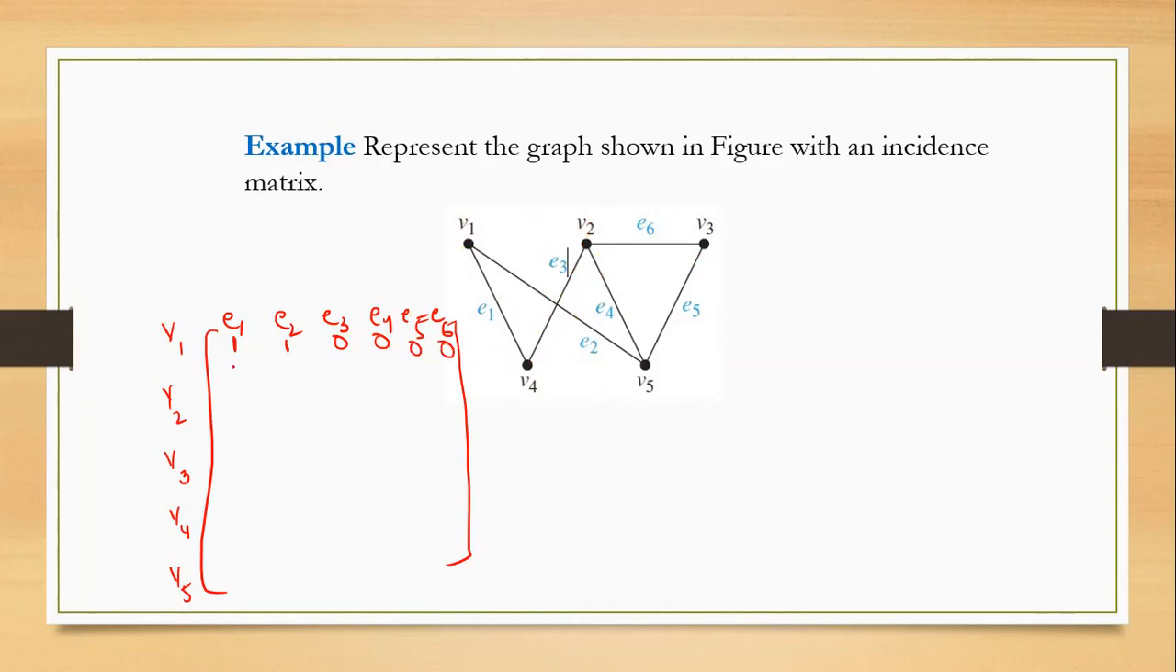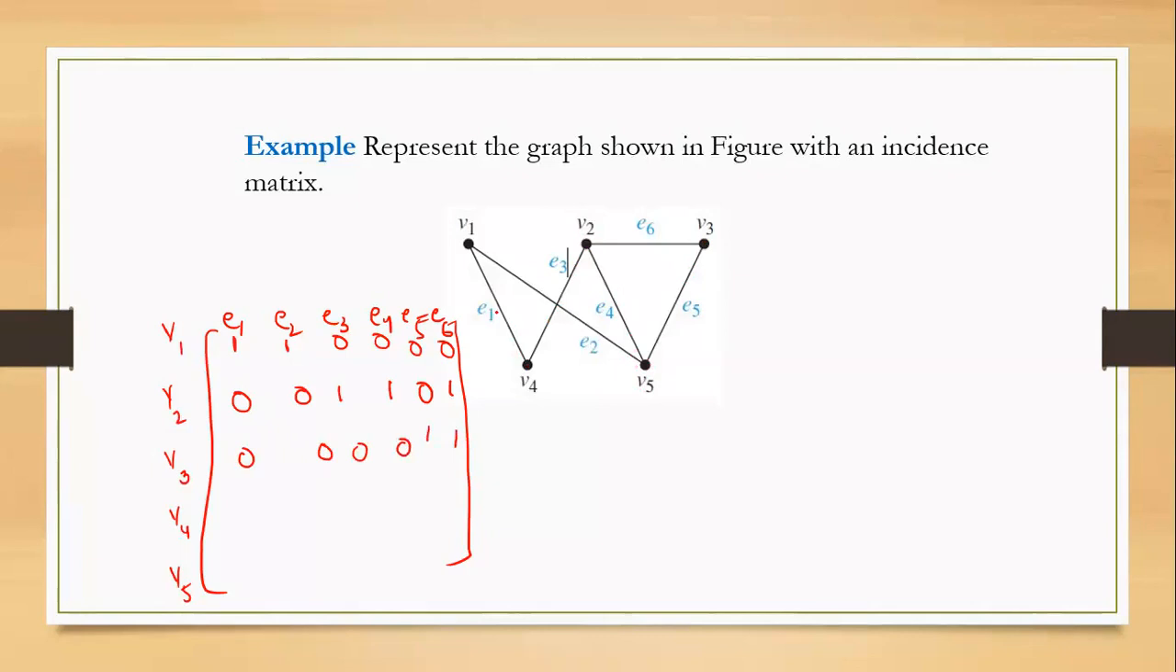Now similarly, we can fill the entire rows of this matrix. So let's look at V2. What I will do is write 1 for the edges it is incident to. So V2 is incident to E3, E4 and also E6, and the rest will all be 0. This is a better way. After that we have V3. V3 is incident to E6 and E5, so E5 and E6, and the rest all four are 0.